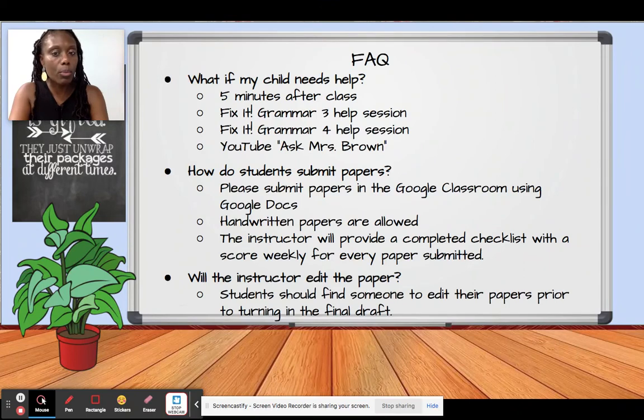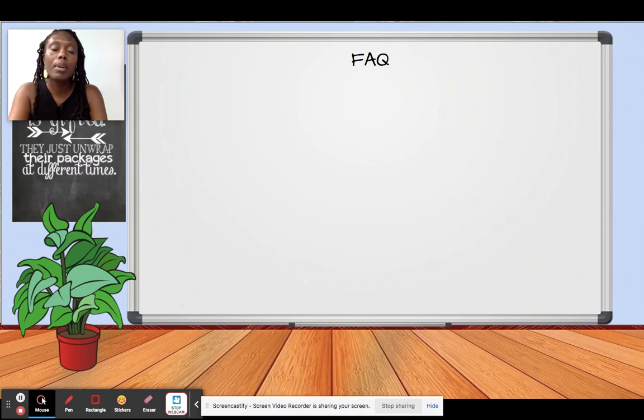Will the instructor edit the paper? Students should find someone to edit their papers prior to turning in the final draft. Again, like I said, I will not be an editor. That will be the job of their editor, but I will give them some feedback on their work. But my feedback will primarily be from the checklist, how well they followed the checklist.